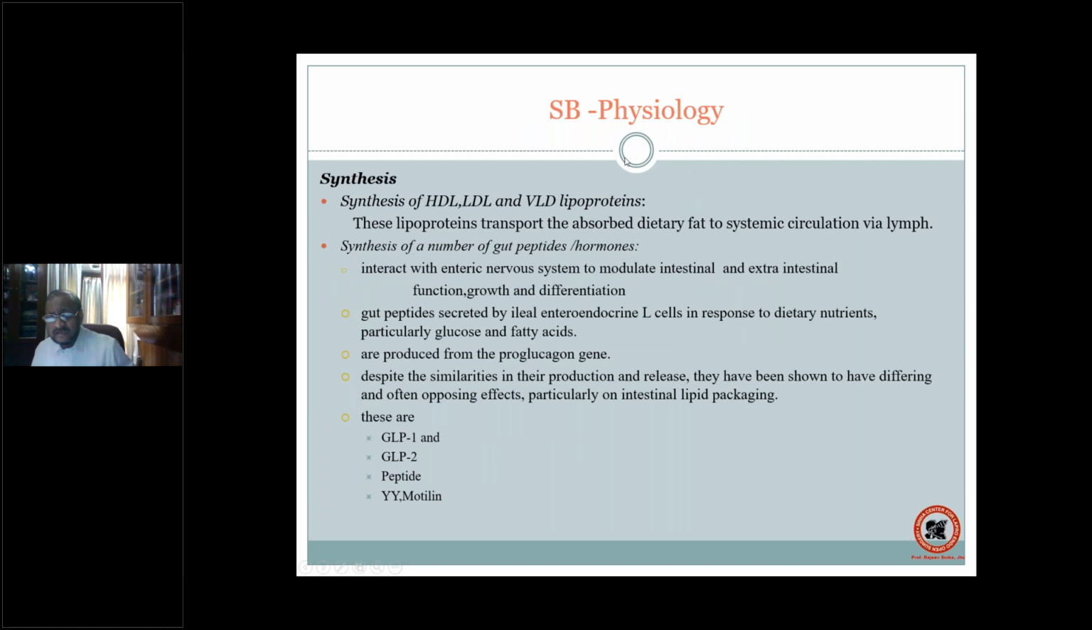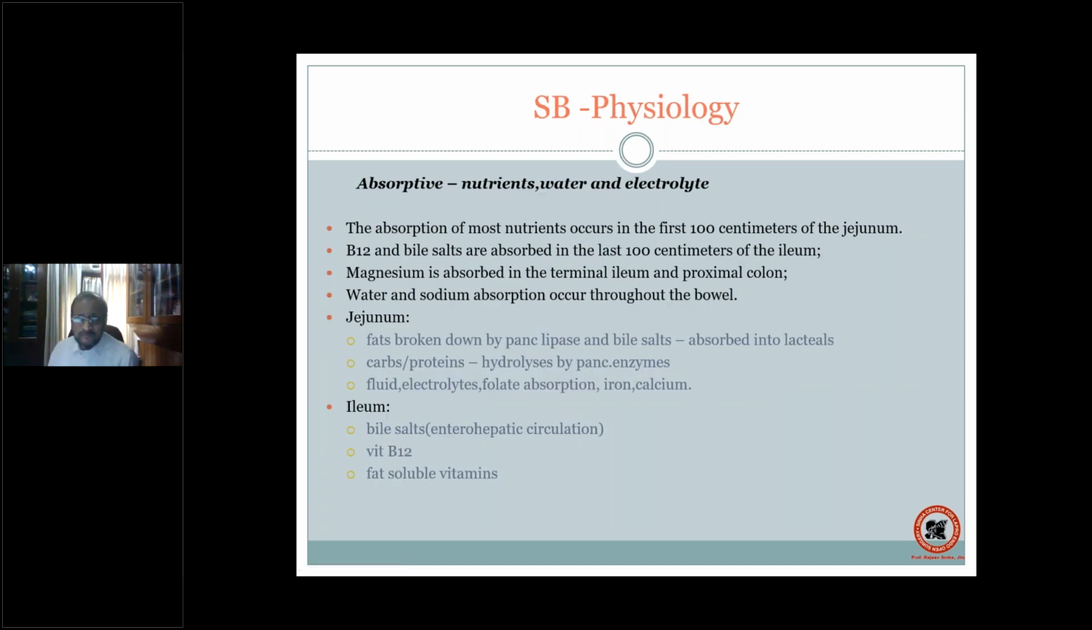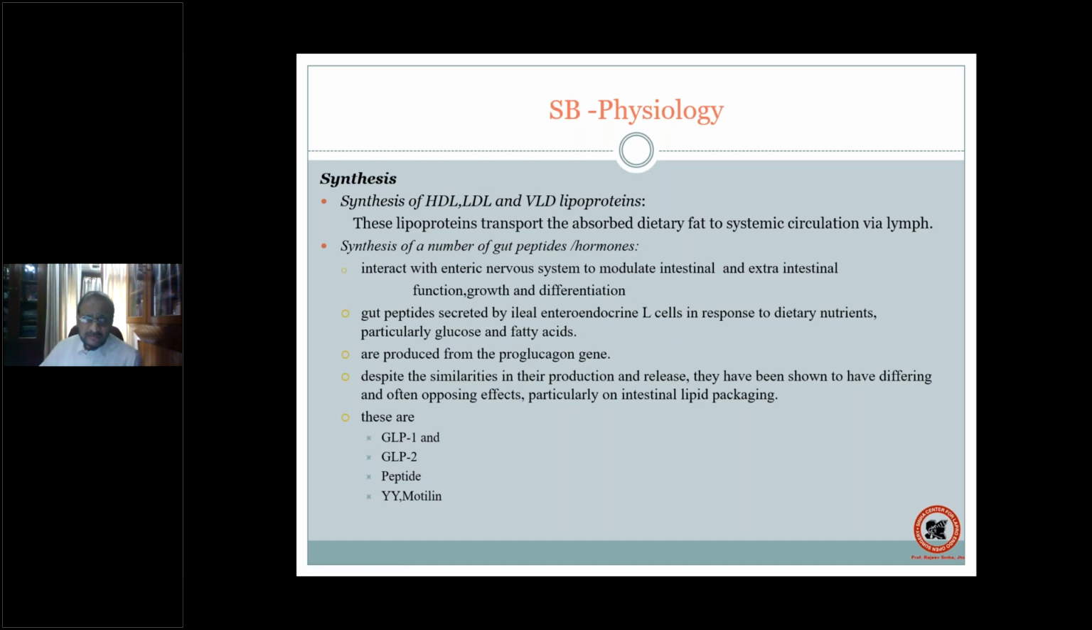The synthetic function of the small bowel. So when you talk about physiology, one is absorptive function, the second is synthetic function. So what does the small bowel synthesize? Number one, it synthesizes the lipoproteins. And why are these lipoproteins important? Because they're required for the transport of the absorbed dietary fat into the systemic circulation through the lymph. That is very important.